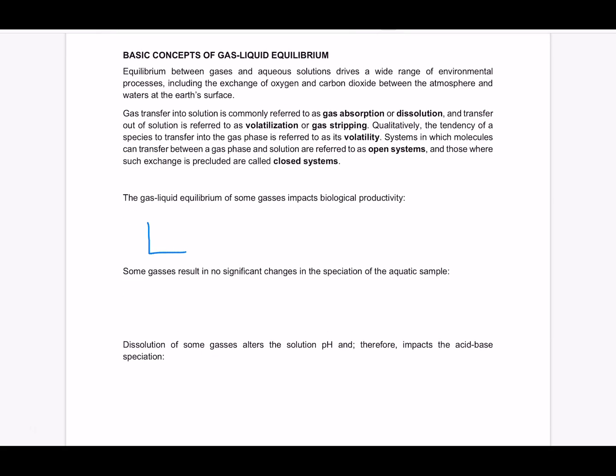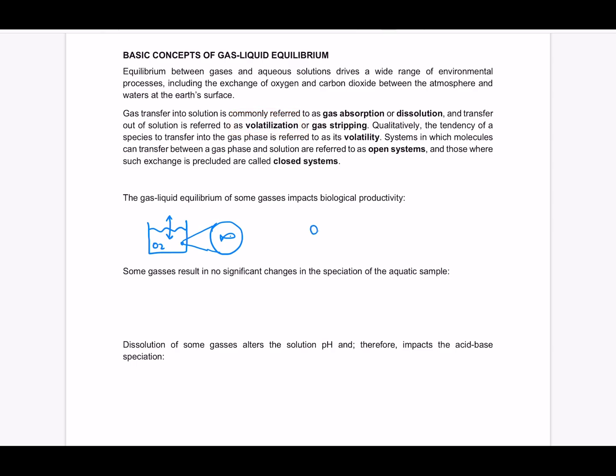So when you have, let's say, a system specifically interacting with oxygen, then that would be a key element for biological productivity. We have so many living things in aquatic systems, and they heavily depend on oxygen, and that oxygen is impacted by the interaction of the gas-liquid equilibrium. And sometimes we can write it in an absorption kind of expression, or sometimes in a volatilization kind of expression. That means it depends on how we write the reaction.